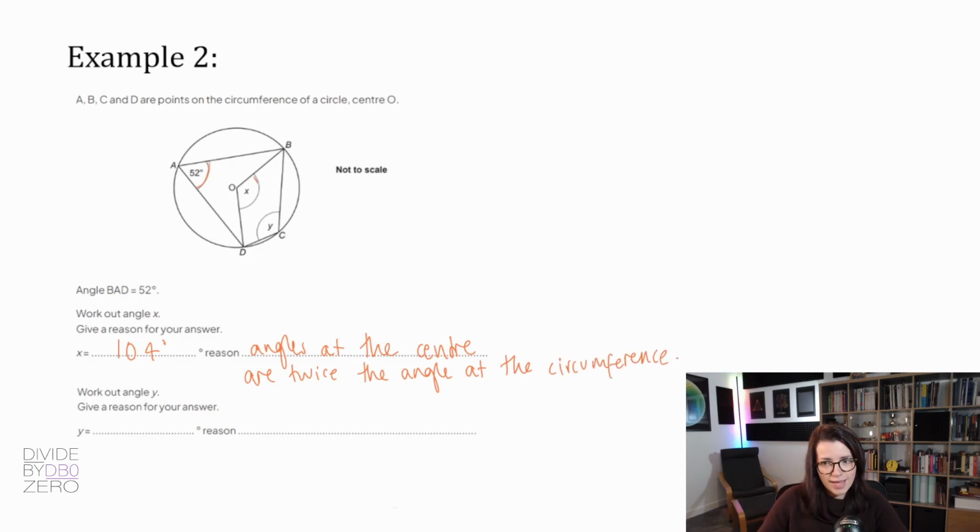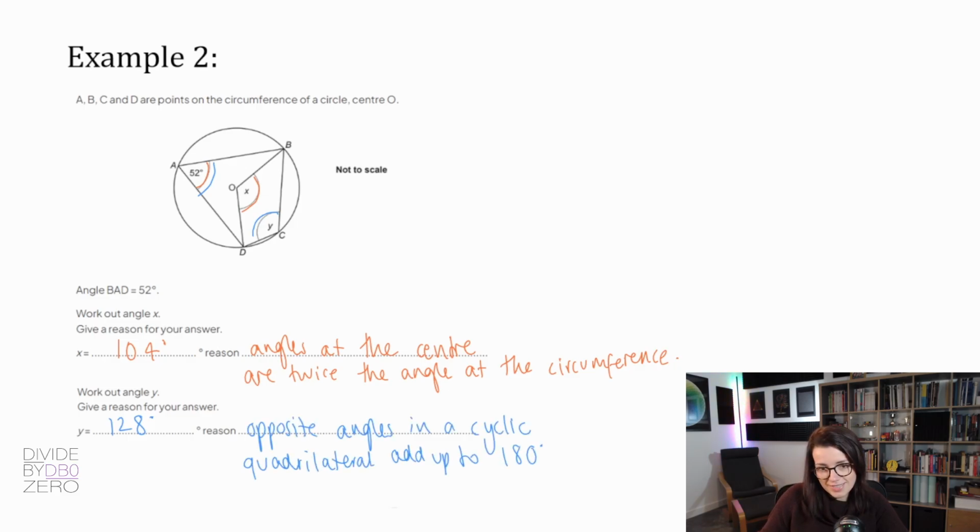Now, in terms of angle Y, that one is opposite the 52, and it's opposite inside a cyclic quadrilateral. So those two will add up to 180, meaning Y is going to be 128. Reason being, opposite angles in a cyclic quadrilateral add up to 180. Lots of writing in this topic, but not so bad.